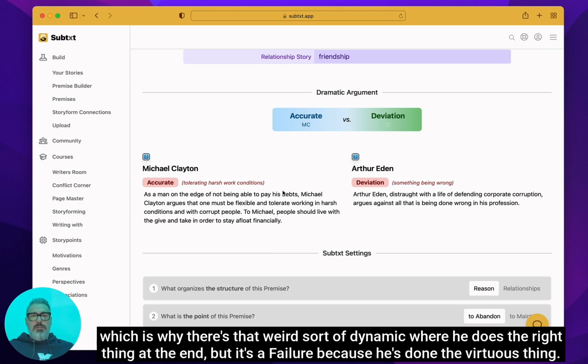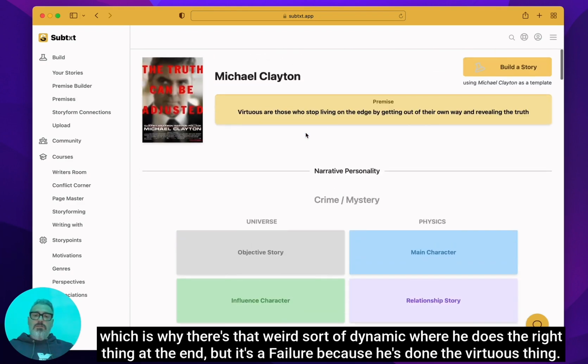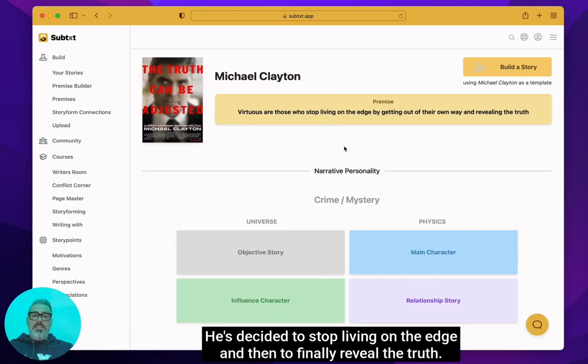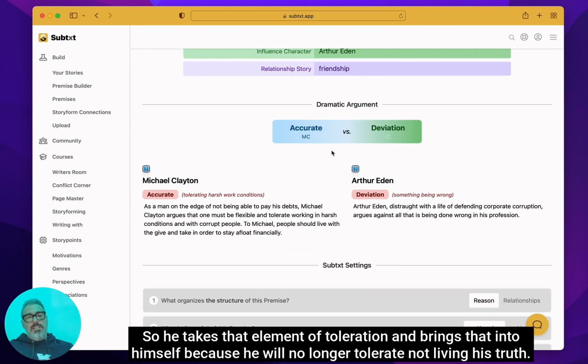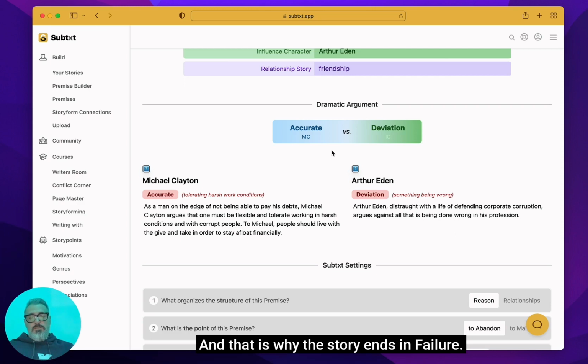which is why there's that weird sort of dynamic where he does the right thing at the end, but it's a failure because he's done the virtuous thing. He's decided to stop living on the edge and then to finally reveal the truth. So he takes that element of toleration and brings that into himself because he will no longer tolerate not living his truth. And that is why the story ends in failure.